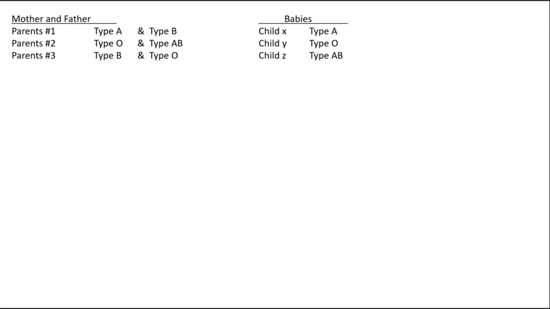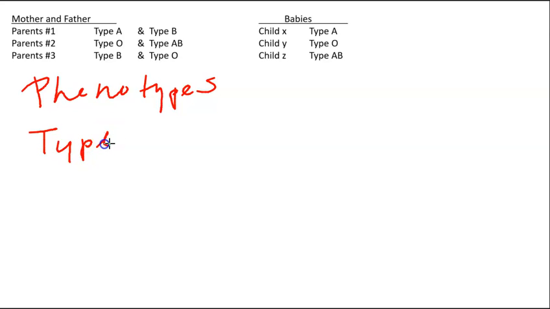Before we get into this problem, let's review the phenotypes and the genotypes for blood typing. So first we're going to start off with the phenotypes for the different blood types. Phenotypes would be the outward expression, the different blood types. So the different blood types that we have: type A. We have type B.